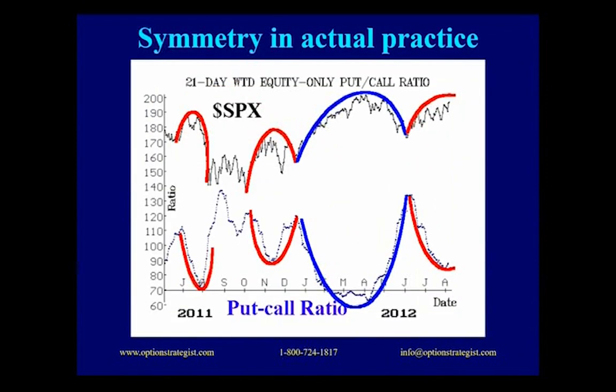So this is not the current chart, but this is just the chart of the S&P on top and the equity only put call ratio on the bottom. And you can see the inverse symmetry that exists most of the time, not 100% of the time, but most of the time. And so that indicates this is a pretty good indicator for the broad stock market itself.